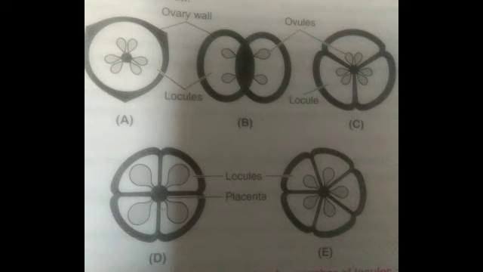See, the number of locules, or we can say chambers, in an ovary may vary from 1 to many. It may be unilocular, that is 1, bilocular, that is 2, trilocular means number of locules is 3, tetralocular means locules are 4 in number, and pentalocular.